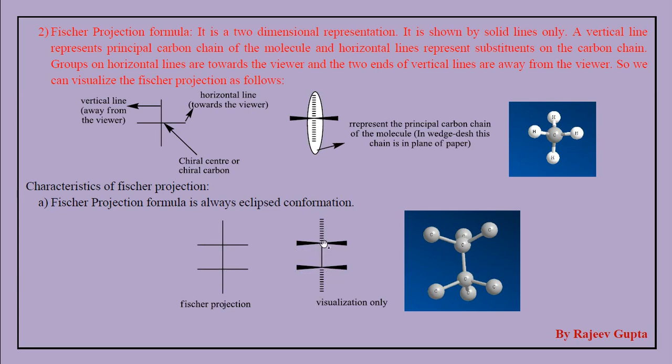This C single bond C is situated in the plane of the paper. All other portions, suppose one atom is present here, look like this: these horizontal lines on wedge and these vertical lines away from the viewer. Imagine this molecule in this 3D structure. These carbon, single bond carbon, are situated on the plane of the paper.